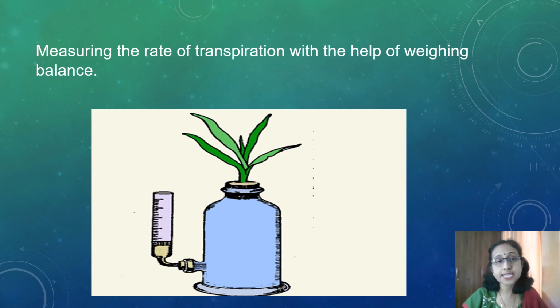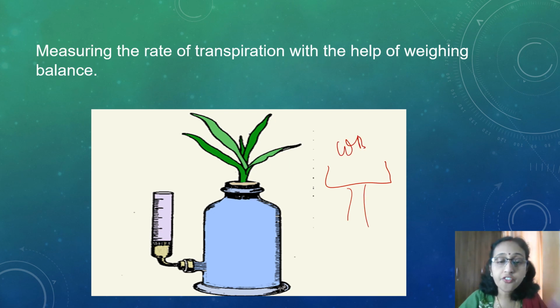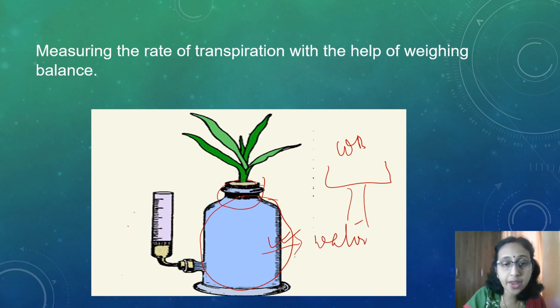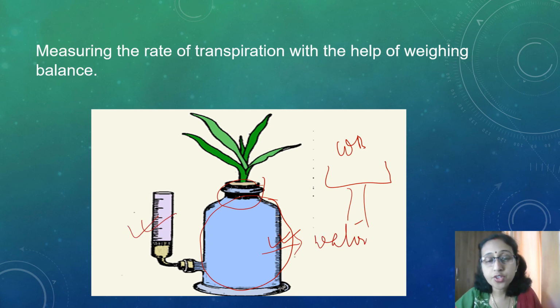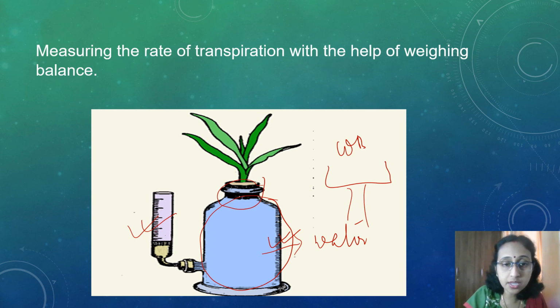Now here it is the second experiment, where we are measuring the rate of transpiration with the help of a weighing balance. Now here, you can take a weighing balance. Suppose it is a weighing balance. Now what we are doing, we are first taking a plant and inserting the plant in this container, and we are filling it with water. Okay, it is filled with water. And we are taking a graduated tube next to it, in which the water is there up to a level.